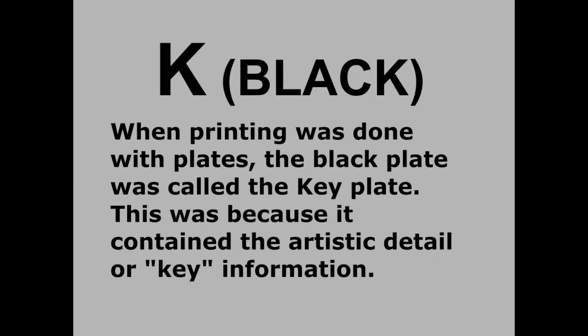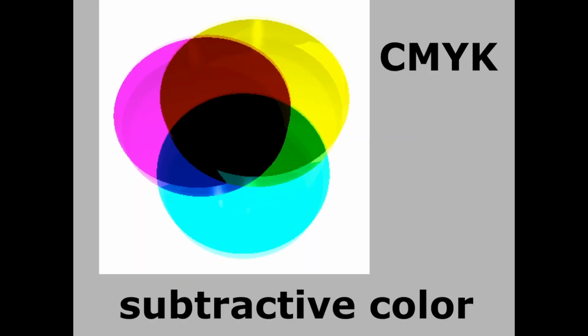K stands for black. When printing was done with plates, the black plate was called the key plate because it contained the artistic detail or the key information. When we combine inks, it's subtractive color. Let's look at some examples of CMYK.